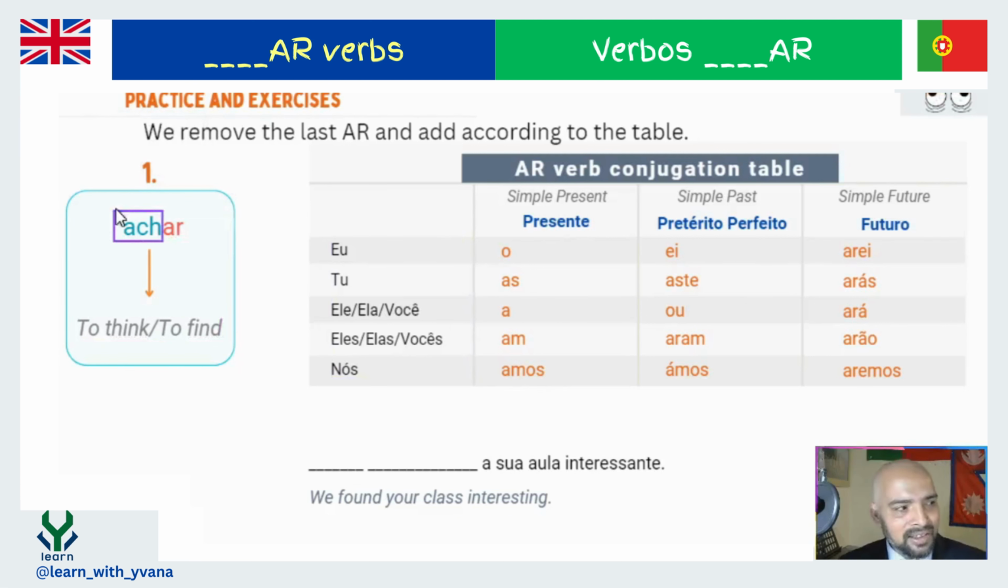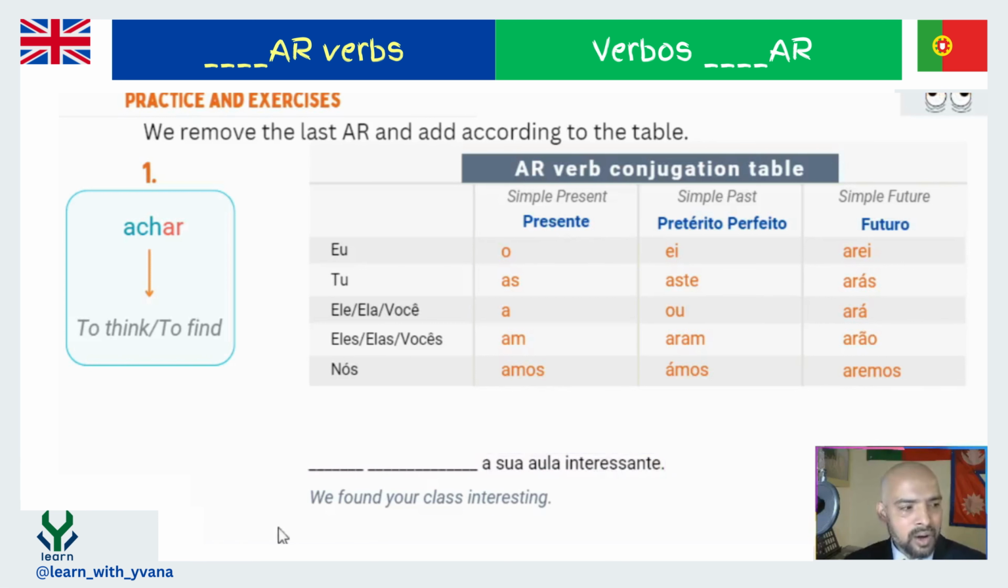Okay, let's see here. Here is achar, right? So I want to say that we found your class interesting. That is what we want to say. We found your class interesting. That means a class interesting means a sua aula interessante. Okay, no matter if you do something wrong here as a beginner, don't worry.